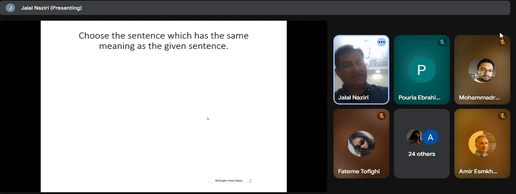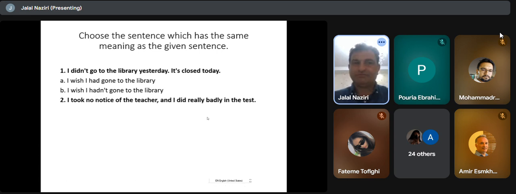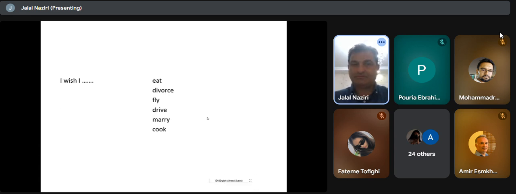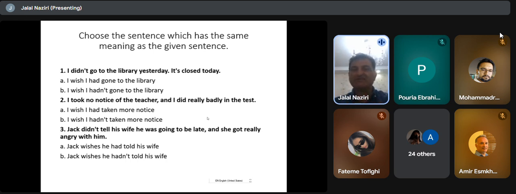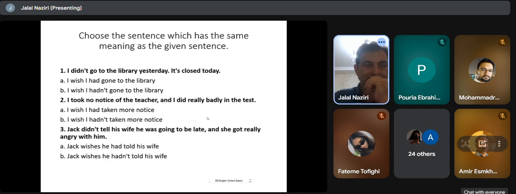Now, choose the sentence which has the same meaning as the given sentence. You have three sentences. In each, you have two options. Choose one, A or B. You've got just 2 minutes to go. Okay, done.